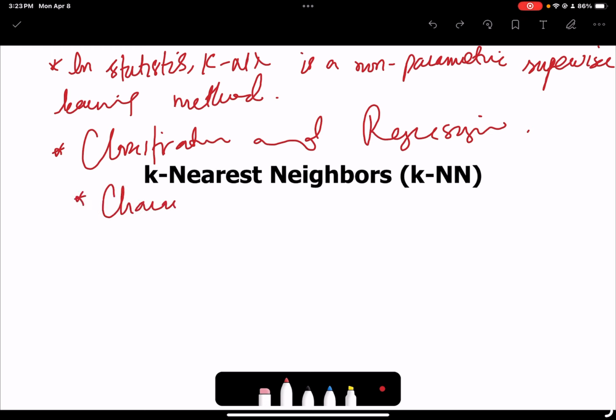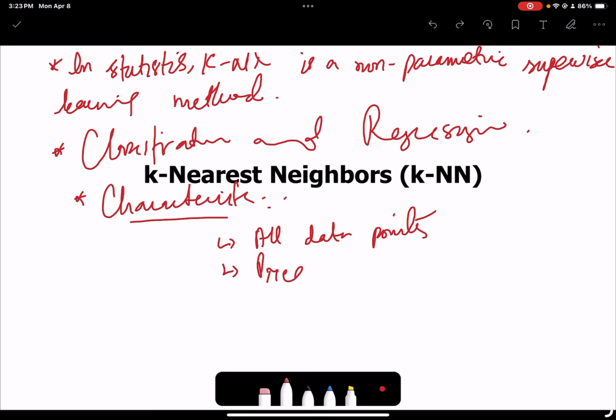So the key characteristics of the KNN algorithm is that it stores all data points, and based on those data points you make predictions for a new data point or a target data point. We can say that it uses the proximity to make classifications or predictions.